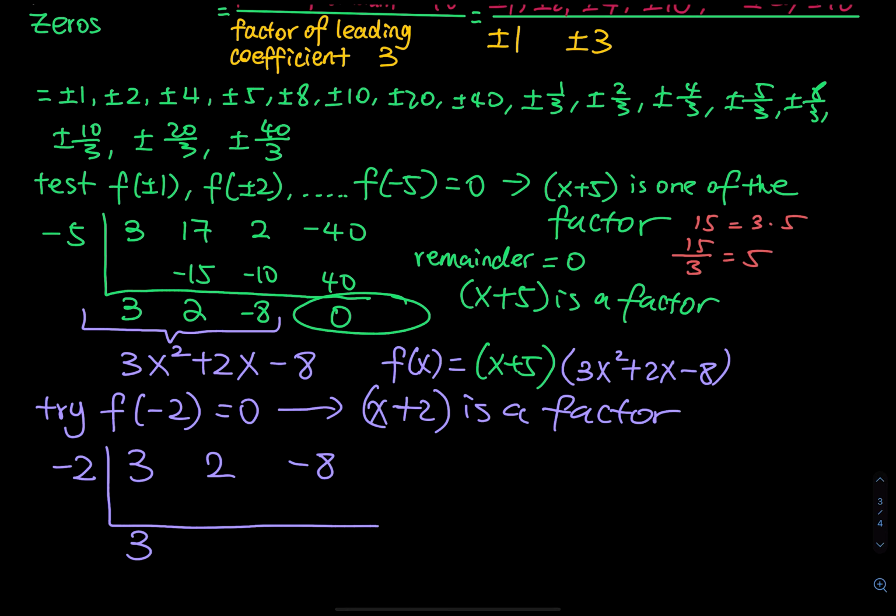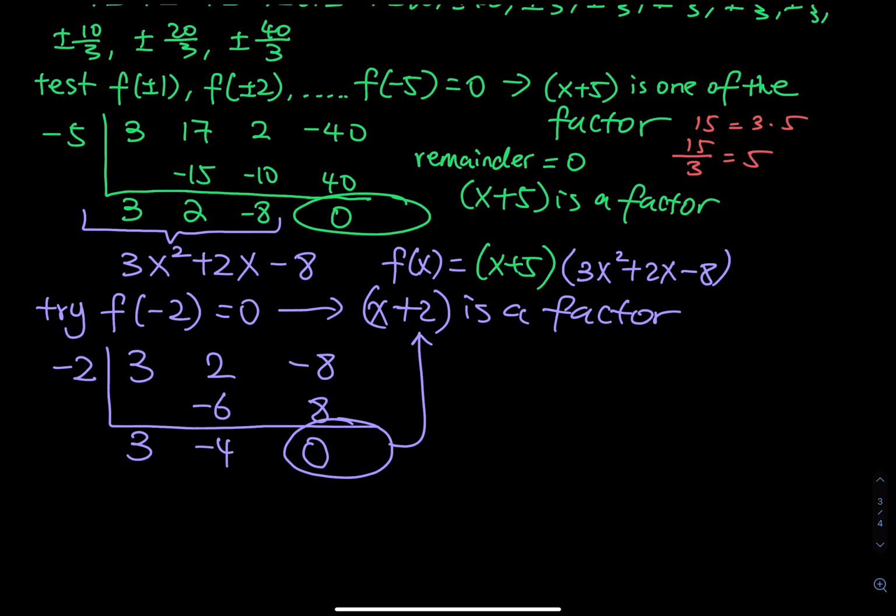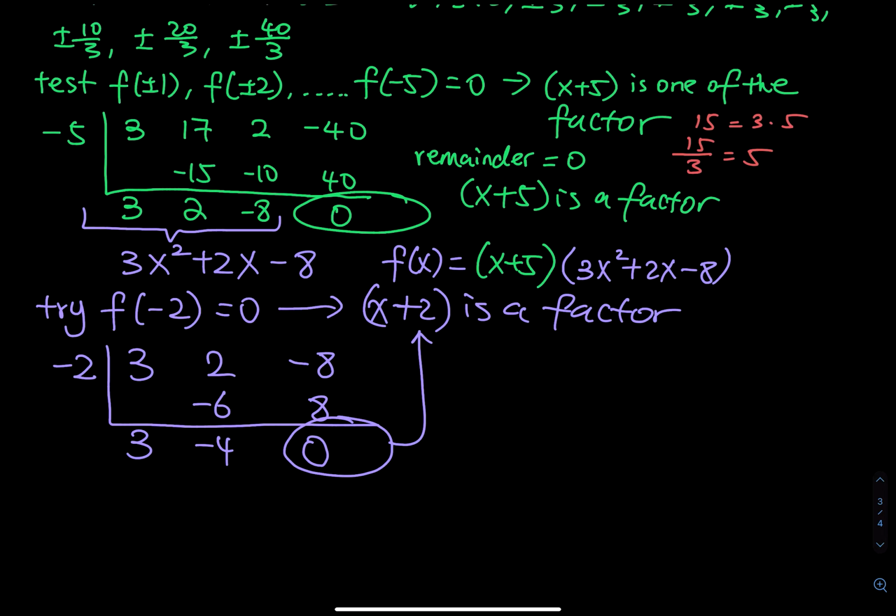Pull the 3 down. 3 times negative 2 is negative 6. Negative 6 plus 2 is negative 4. Negative 4 times negative 2 is 8. 8 plus negative 8 is equal to 0. So that tells me x plus 2 is a factor. And then what is this? This is a constant, and then a first degree. So we have 3x minus 4.